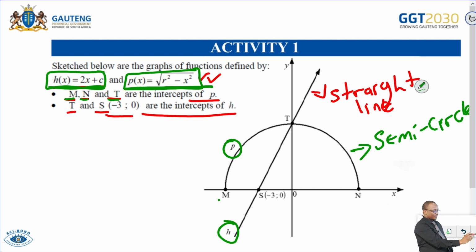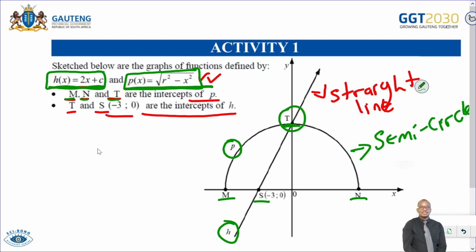And then we have M, we have N, and we have T there. And of course, they are the intercept of P. So with S and T, those are the intercept of H. Here there is S, and that one also is an intercept of H. So now, what do we know, or what can we say about T?